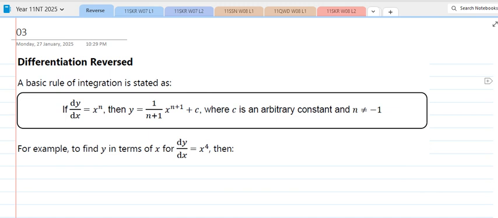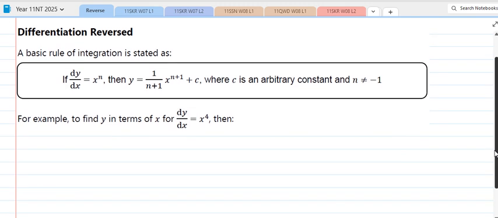So, for example, if we look at the basic rule of integration over here, if dy/dx equals x to the power of n, then that n will have 1 added to it, and then you have to also multiply with 1 over n plus 1. For example, here, if we have dy/dx equals x to the power of 4, so here your power is 4. So n equals 4. So what happens to this n is that you have to add 1 to it.